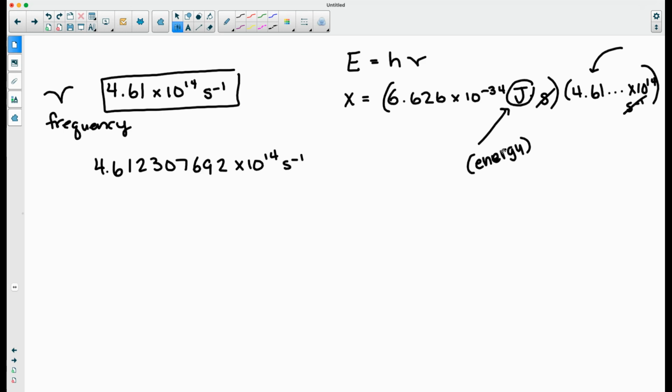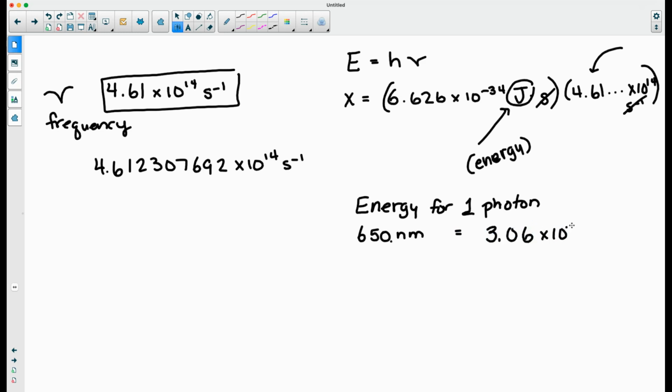And when I press enter, I find out that the energy for one photon with a wavelength of 650 nanometers is 3.06 times 10 to the negative 19 joules.